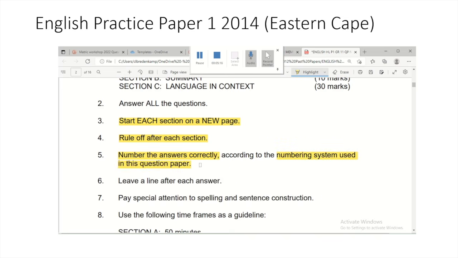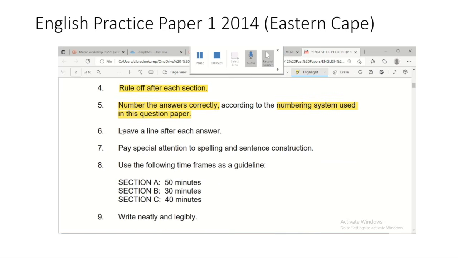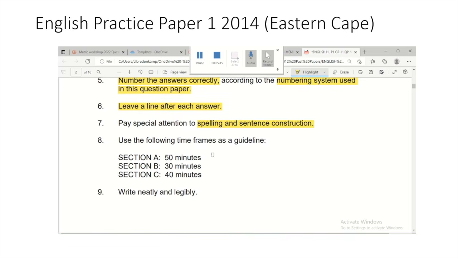So if there's an error in the paper, you use the incorrect numbering. Then they ask you to please leave a line after each question. This is also something that's very important because it helps us as markers. If you do not have lines in between your answers, it is all jumbled together, and it can be quite irritating to the eye and to a person's attitude. So you also need to pay special attention to spelling and sentence construction, and then you can use the following guidelines on how you need to answer this question paper.